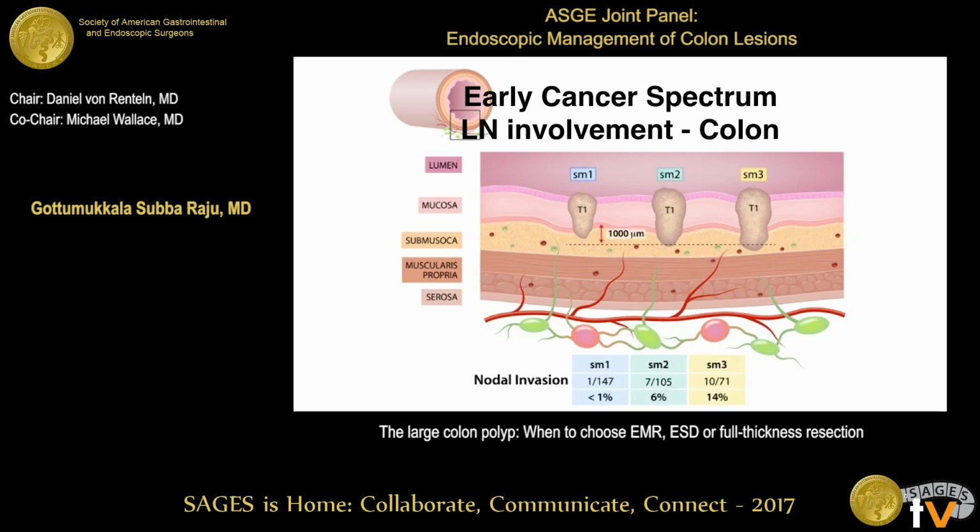So here is the risk of nodal invasion for SM1 lesions, less than 1%. So these are amenable for resection by endoscopy. When it comes to SM2, the lymph node involvement increases to 6%. And for deep submucosal involvement without touching the muscularis propria, they go up to 14%. So those lesions probably are not suitable for endoscopic resection.